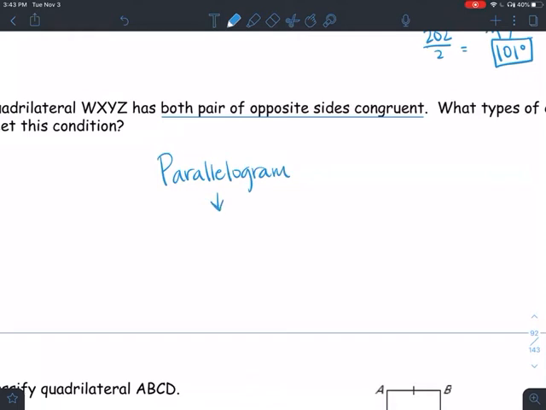which then would also include our square, rhombus, and rectangle.